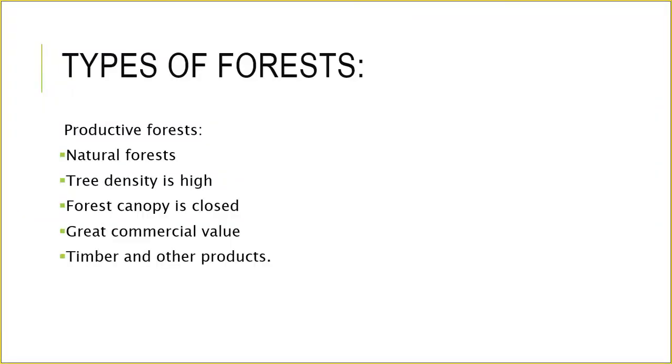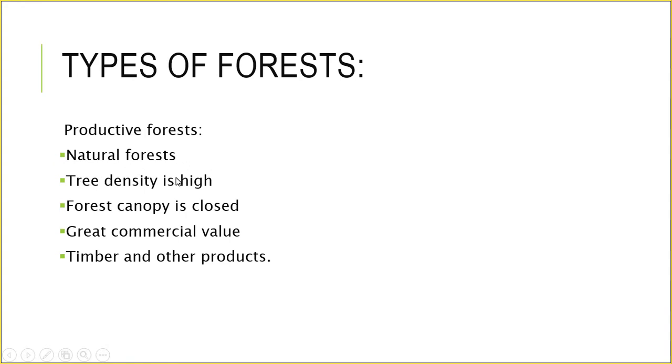Now talking about the types of forest. There are basically two types of forest, productive forest and protection forest. Now one-third of the forest area in Pakistan is covered by the productive forest and the rest is covered by protection forest. Now what are productive forests? Productive forests are actually natural forests. They grow on their own.